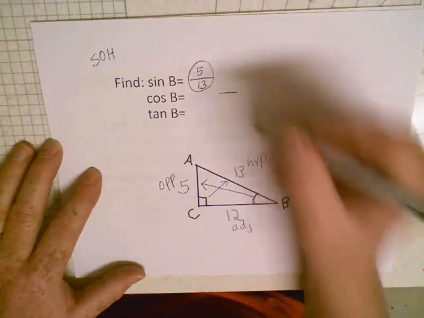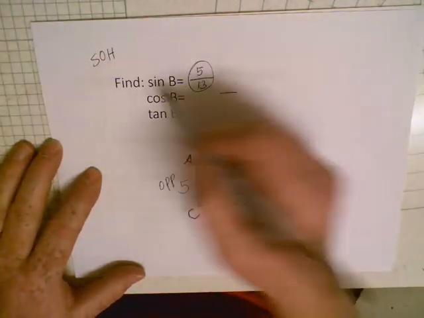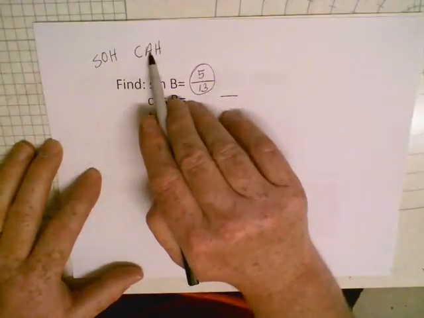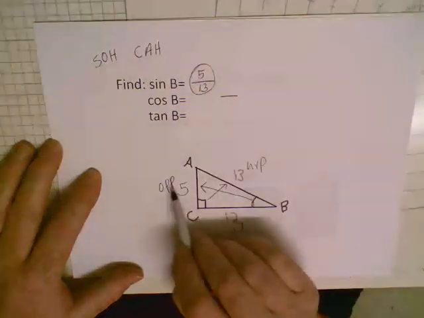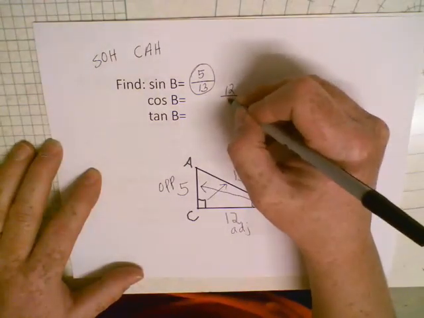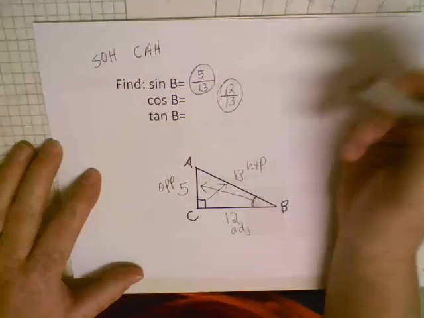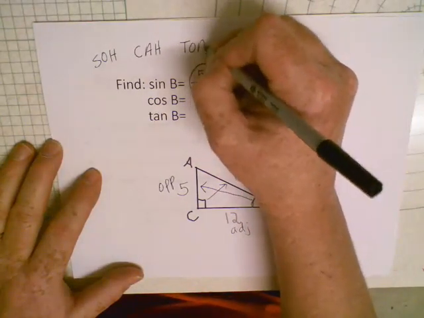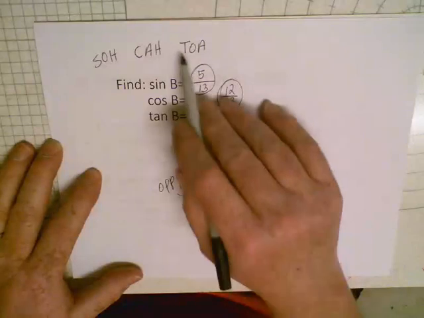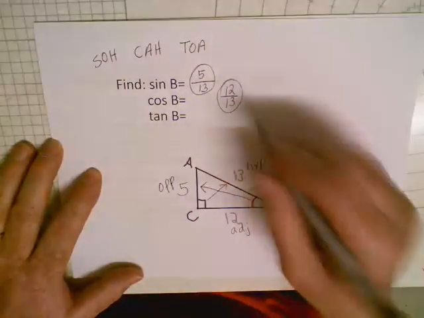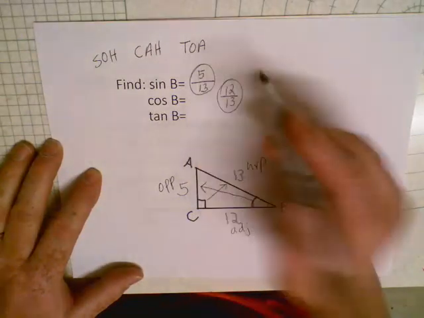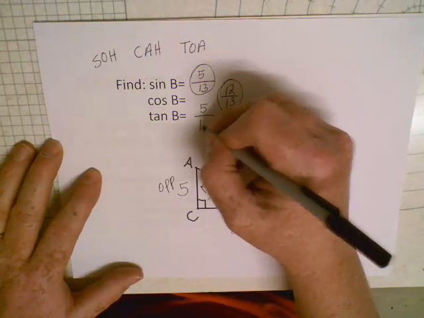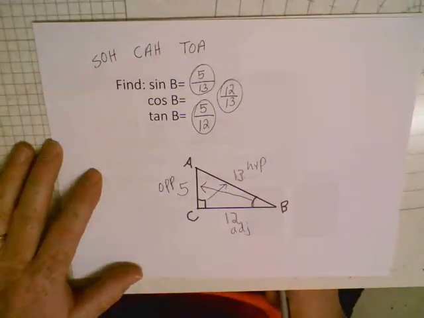I'm going to write cosine out here a little farther so I don't run into that. Cosine, that's the CAH part. Cosine is adjacent over hypotenuse. The adjacent is 12. The hypotenuse is 13. So 12 to 13. And then the TOA part of the saying, SOH CAH TOA, is tangent equals opposite over adjacent. Opposite this time is 5. Adjacent is 12. That's our tangent for angle B.